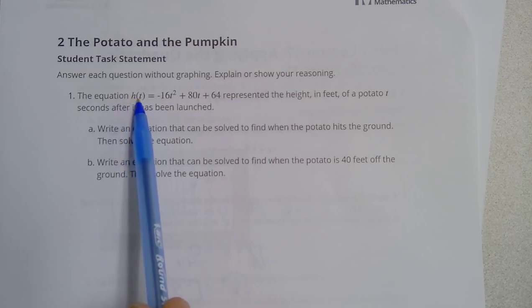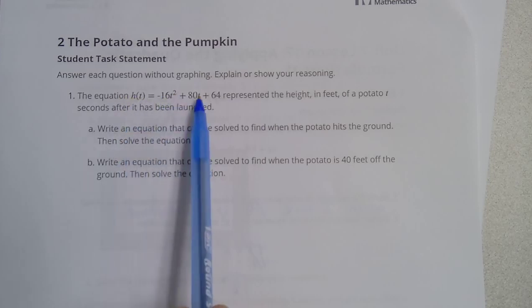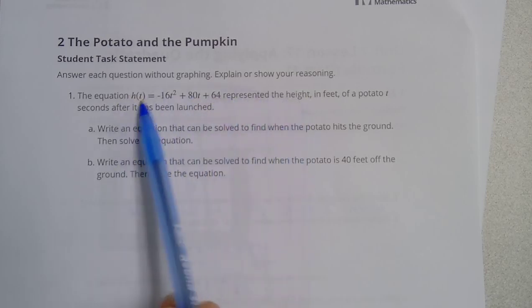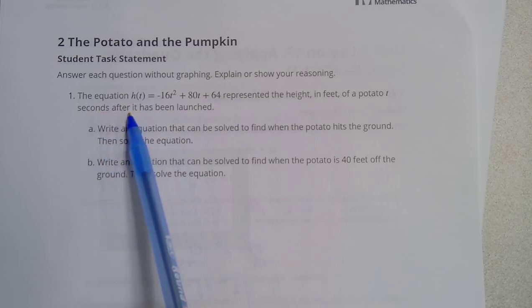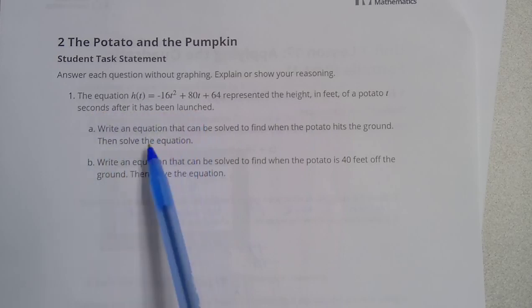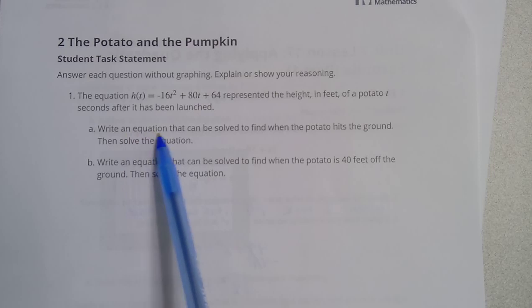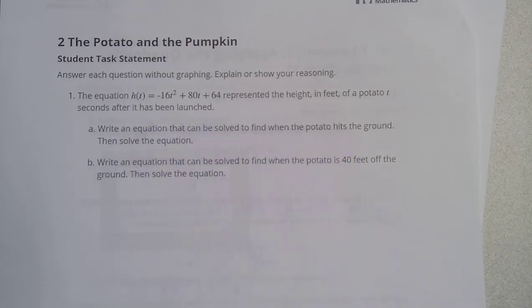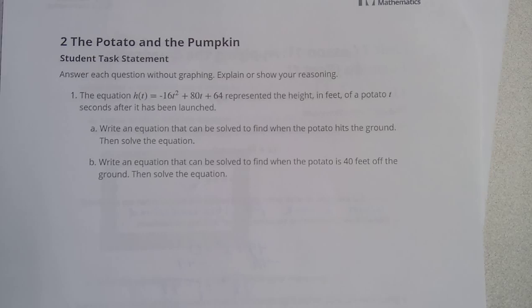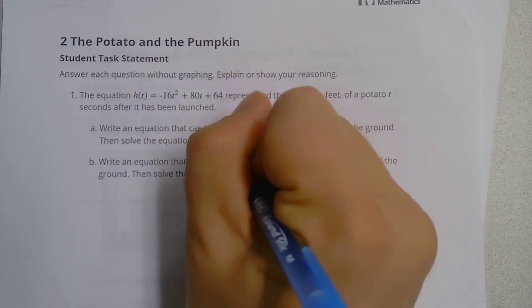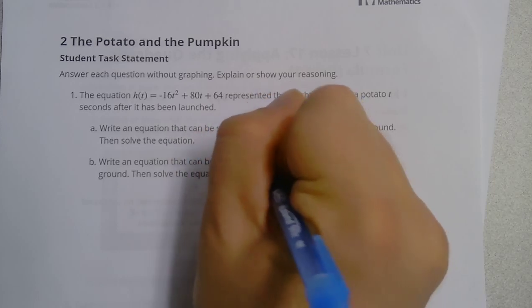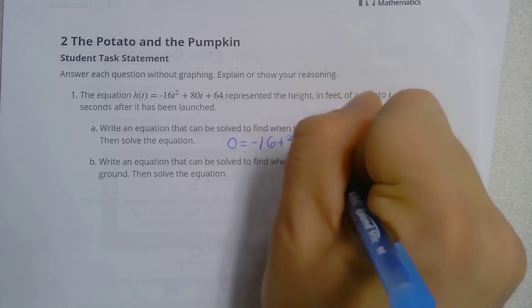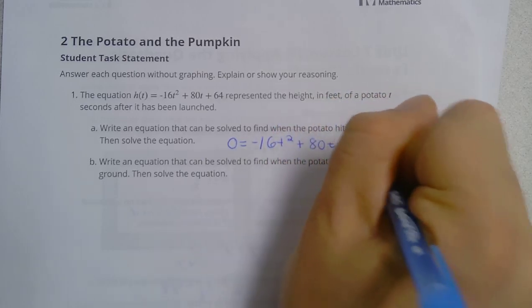The equation h of t equals negative 16t squared plus 80t plus 64 represents the height, so h of t is the height in feet of a potato t seconds after it has been launched. Now write an equation that can be solved to find when the potato hits the ground. I'm going to assume that when the potato hits the ground, we're at 0 feet. So I'm going to plug in 0 for h of t and say that 0 equals negative 16t squared plus 80t plus 64.